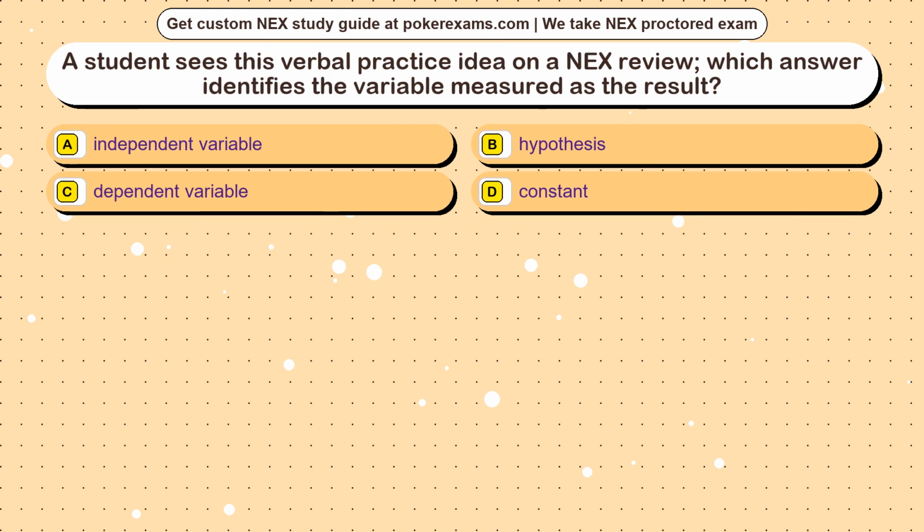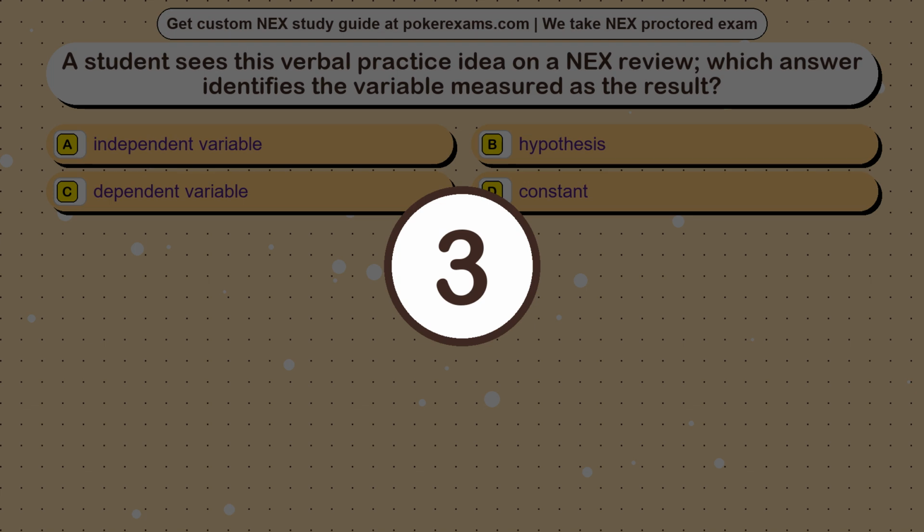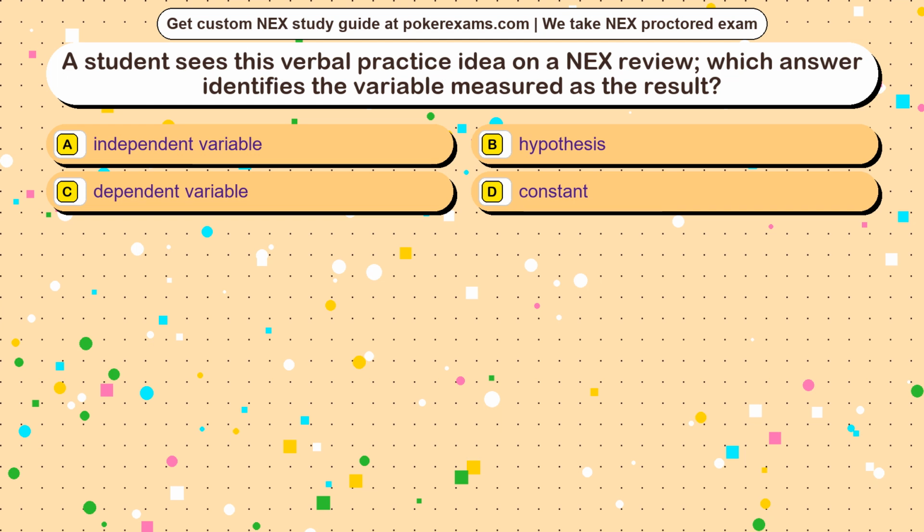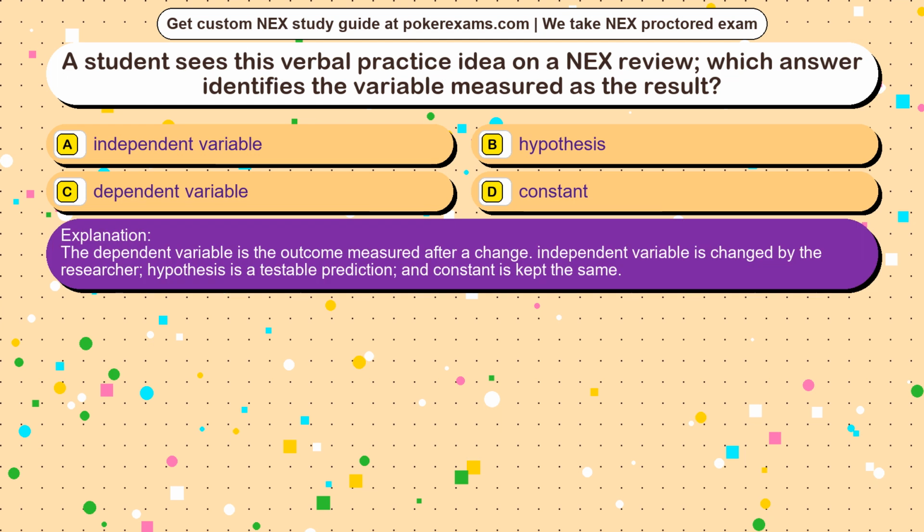Question 10. A student sees this verbal practice idea on a NEX review, which answer identifies the variable measured as the result? Option A, independent variable. Option B, hypothesis. Option C, dependent variable. Option D, constant. The correct answer is option. The dependent variable is the outcome measured after a change. Independent variable is changed by the researcher, hypothesis is a testable prediction, and constant is kept the same.